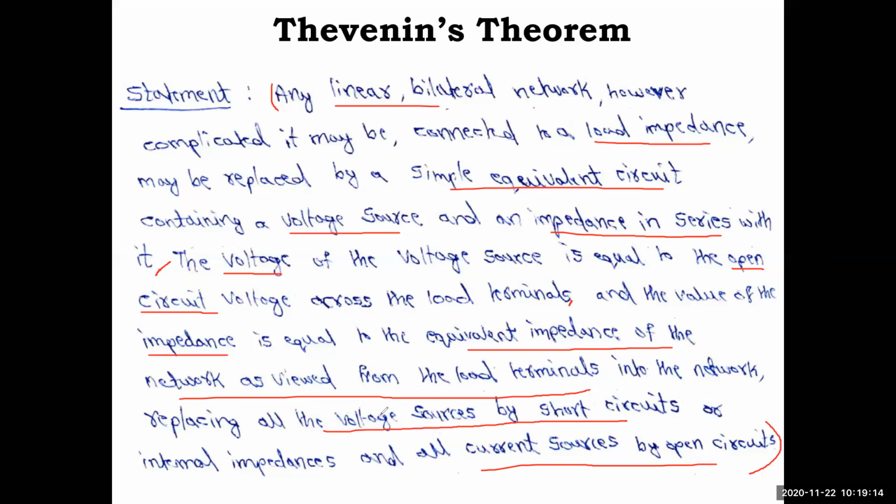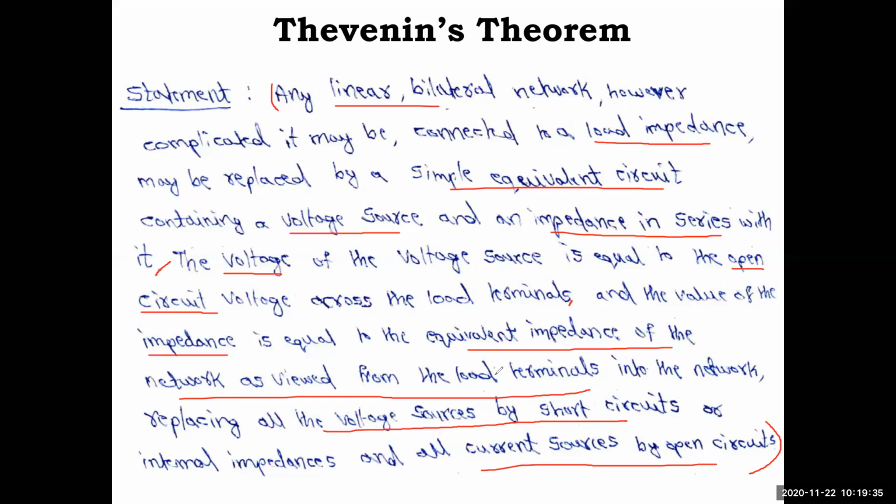replacing, as elaborated here, all the voltage sources by short circuits or internal impedances and all current sources by open circuits. So that is the deactivating meaning that we have done in the superposition theorem also, right? Deactivation: voltage sources are shorted, current sources are opened. But here it is a different manner.